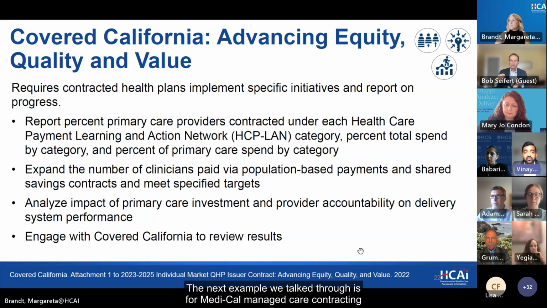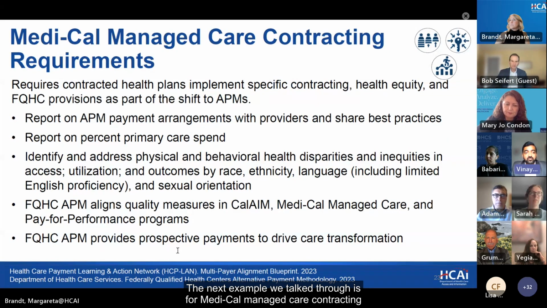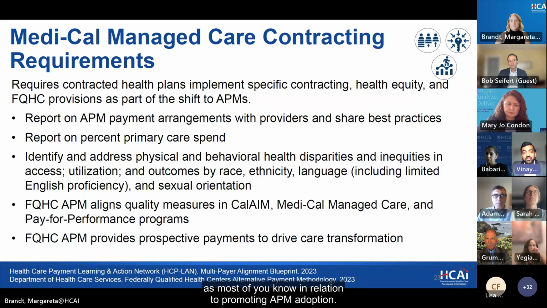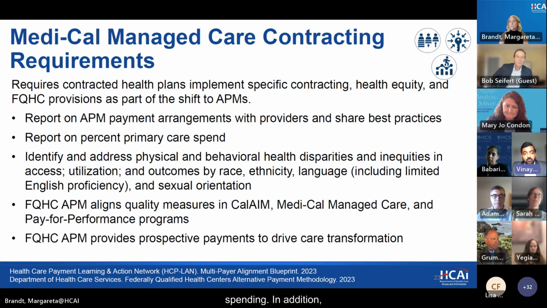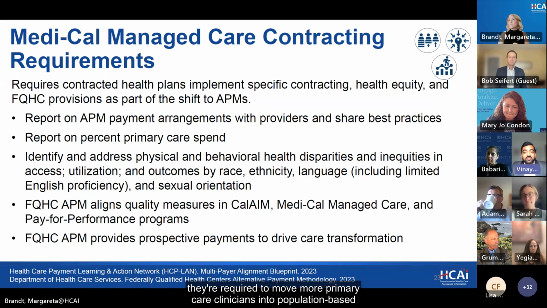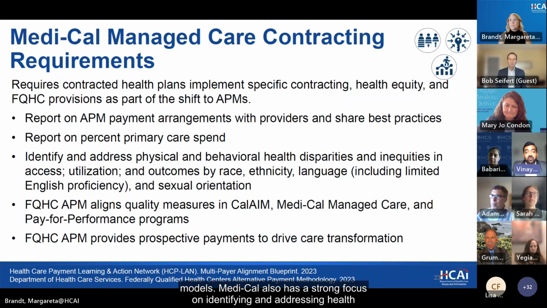The next example we talk through is for Medi-Cal managed care contracting requirements. Medi-Cal also has a number of initiatives ongoing, as most of you know, in relation to promoting APM adoption. Similar to Covered California plans, Medi-Cal managed care plans also have some contracting requirements focused on reporting and sharing information on APM arrangements and primary care spending. In addition, they're required to move more primary care clinicians into population-based models.